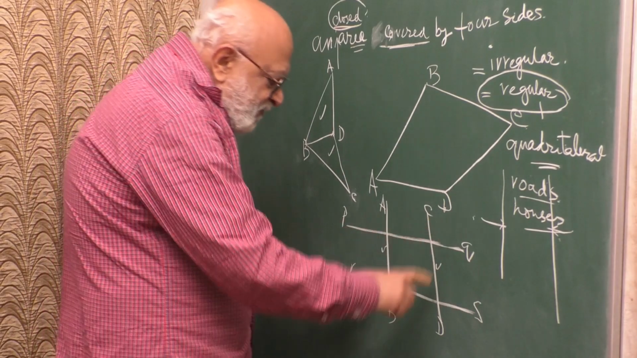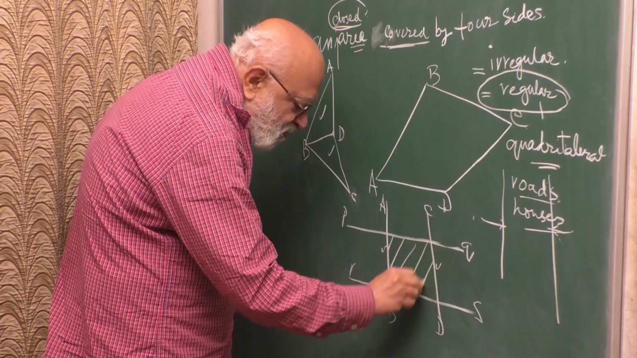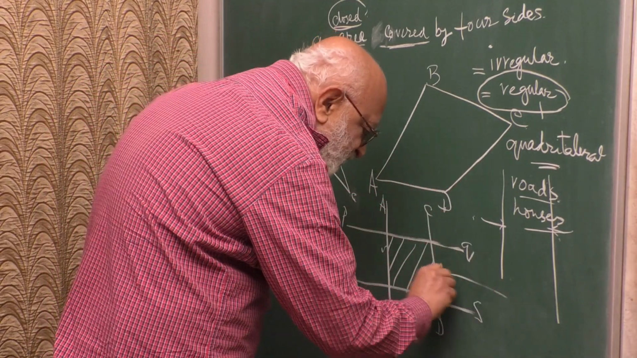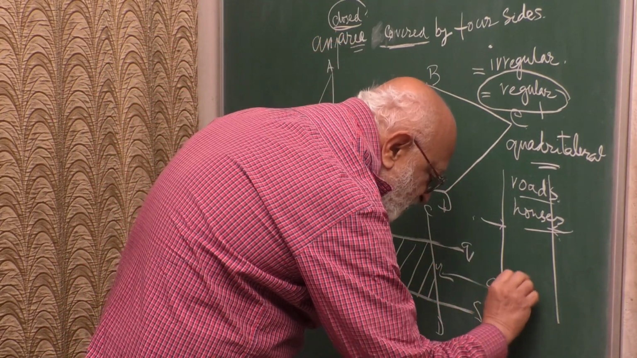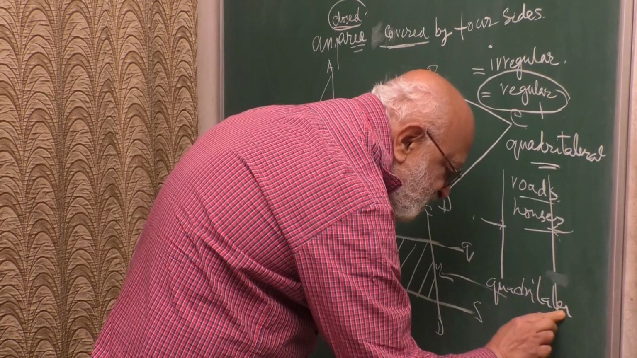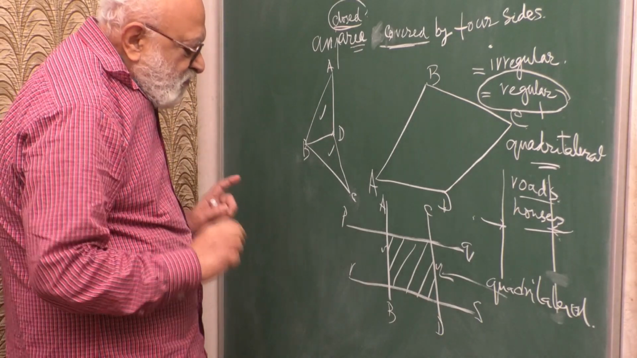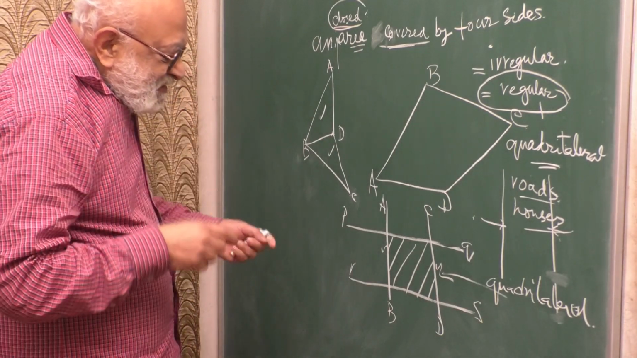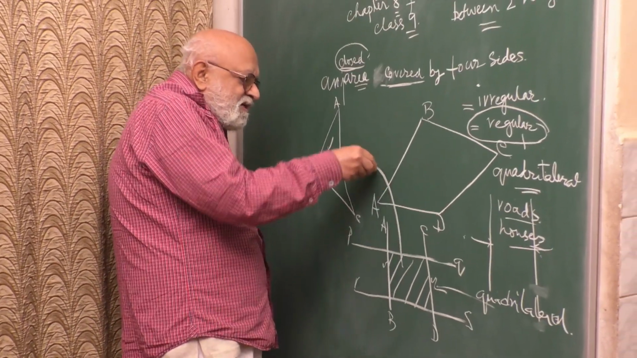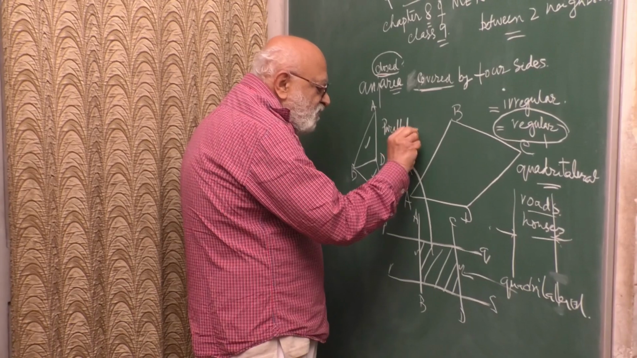Okay, the area covered between these two pairs of sides, this area is called a quadrilateral. Done. Now, once this is a quadrilateral, they started calling it by a different name. They started calling it a parallelogram.